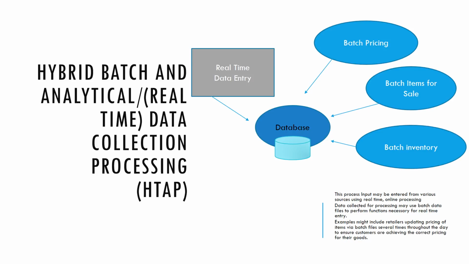This process may be entered from various sources using real-time online processing. Data collected for processing may use batch data to perform these transactions necessary for real-time information. Examples might include retailers updating pricing of items through batch files several times throughout the day to ensure that customers are achieving the correct pricing for their goods.